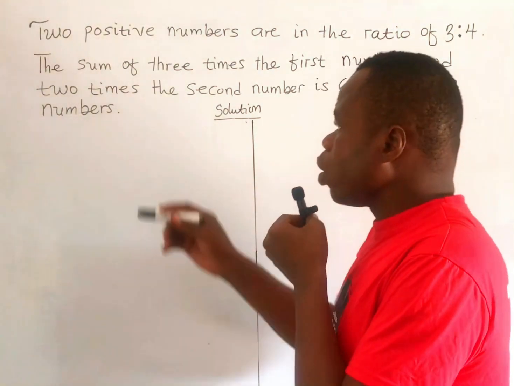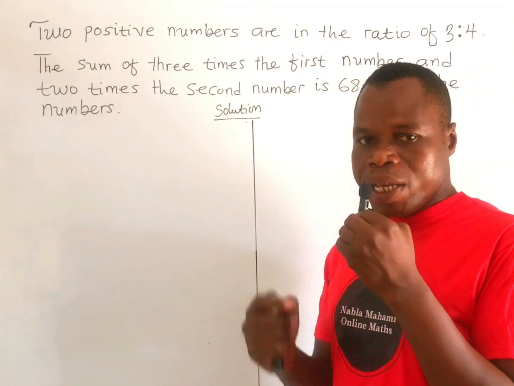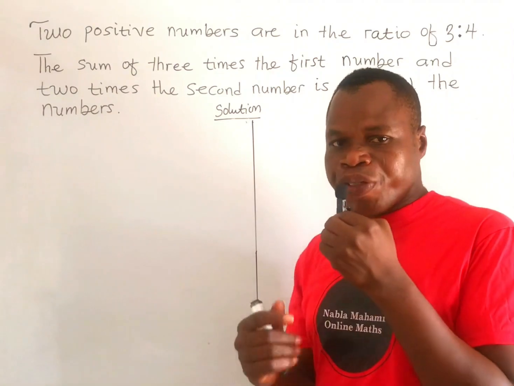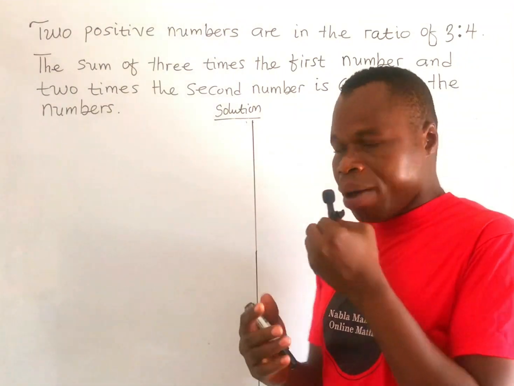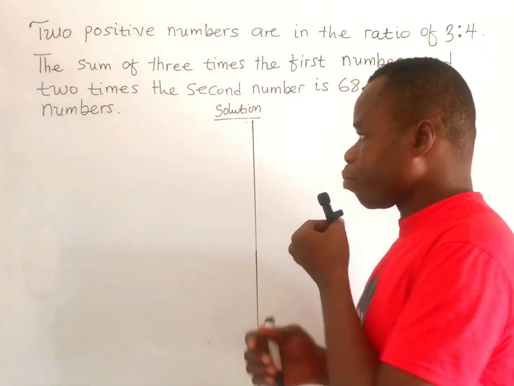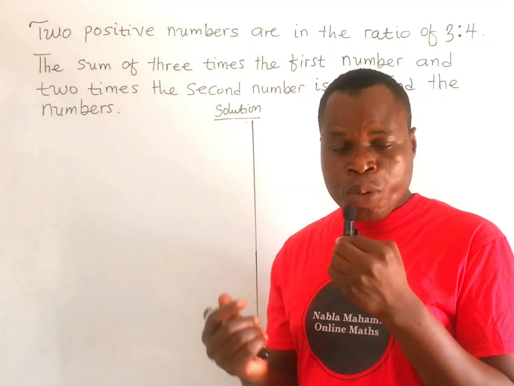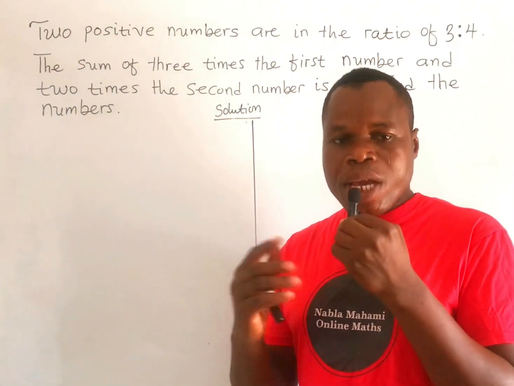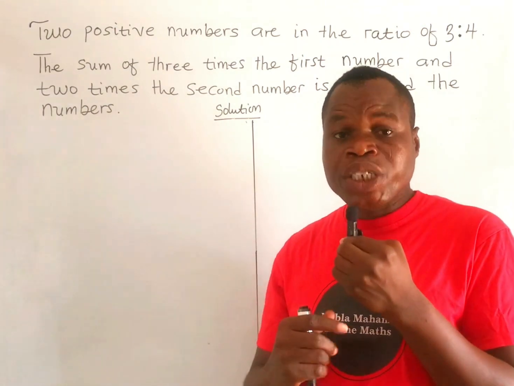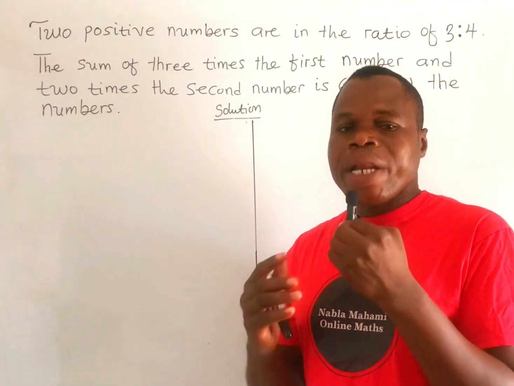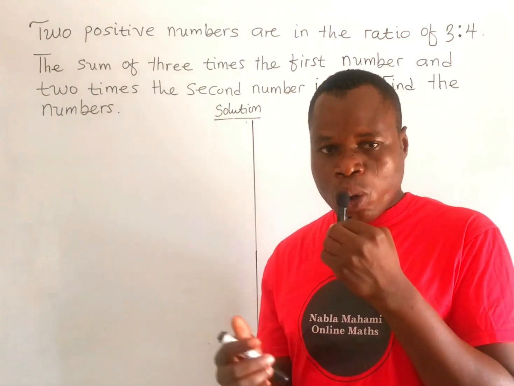The question is, two positive numbers are in the ratio of 3:4. The sum of 3 times the first number and 2 times the second number is 68. Find the numbers. This question is a word problem question, and for you to be able to solve this question, you need to interpret the whole information mathematically. So let's analyze the information mathematically before we start to solve.